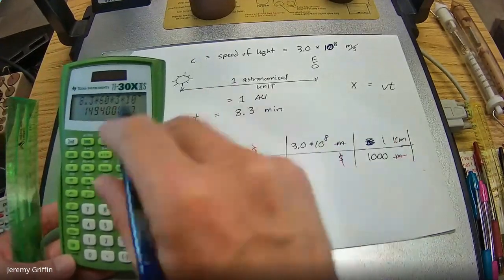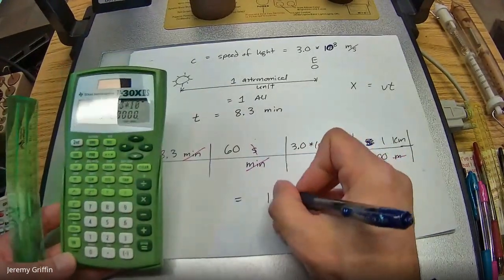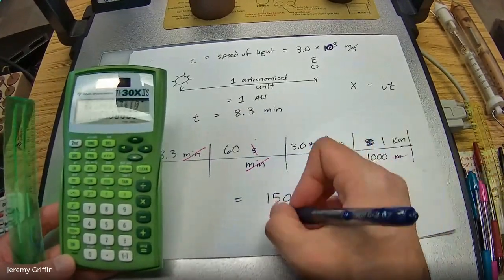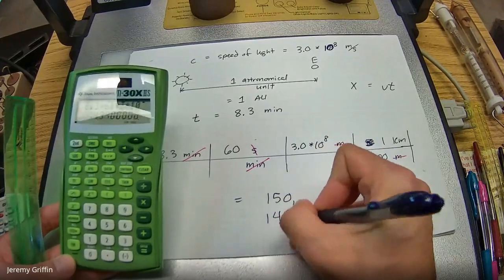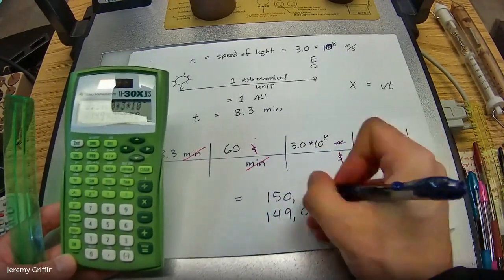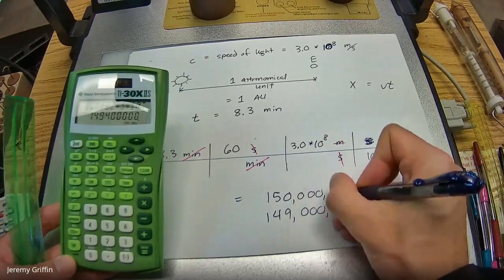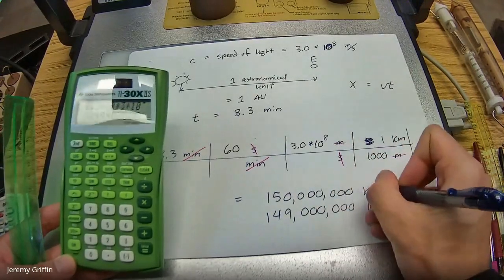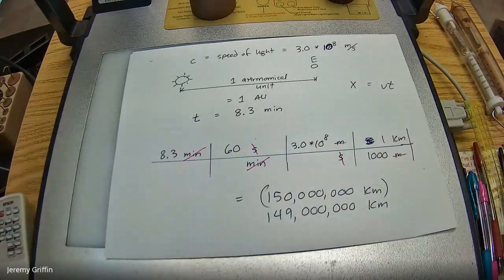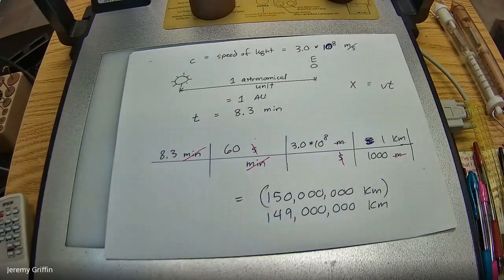That's 150, basically, well, 149, I guess, whatever. 149 million kilometers. Okay. 149, 150 million kilometers. You guys got something like that? Okay.